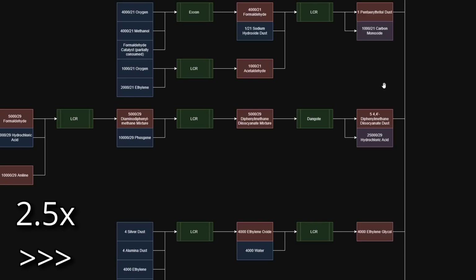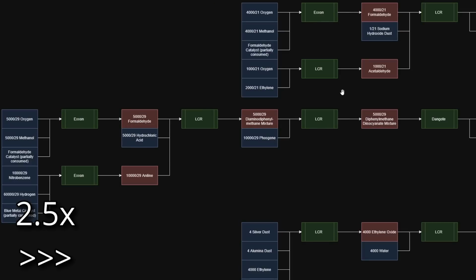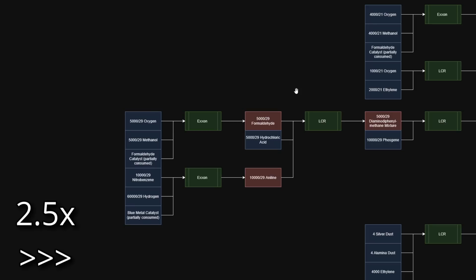The 4,4-diphenylmethane diisocyanate dust is made from diphenylmethane diisocyanate mixture, which is made from phosgene, which we saw recently, and diaminodiphenylmethane mixture. Diaminodiphenylmethane mixture is made from formaldehyde, hydrochloric acid, and aniline. Formaldehyde is made from oxygen, methanol, and formaldehyde catalyst, and aniline is made from nitrobenzene, hydrogen, and blue metal catalyst.